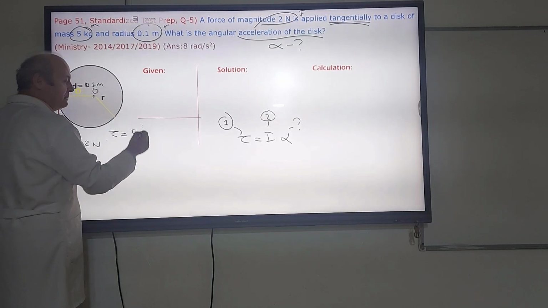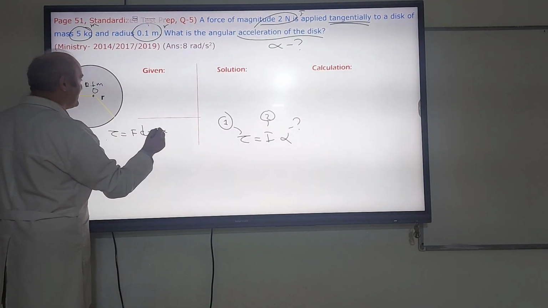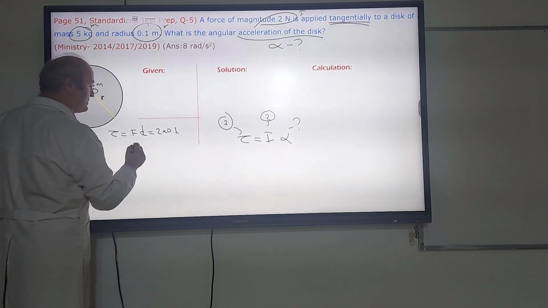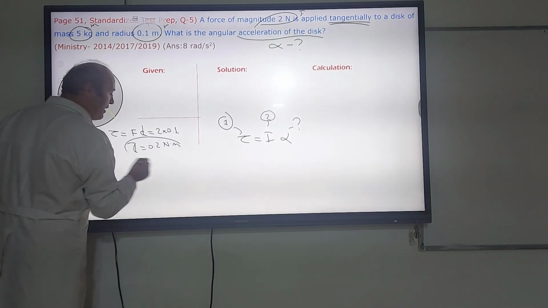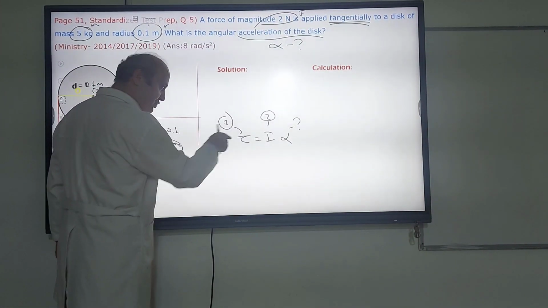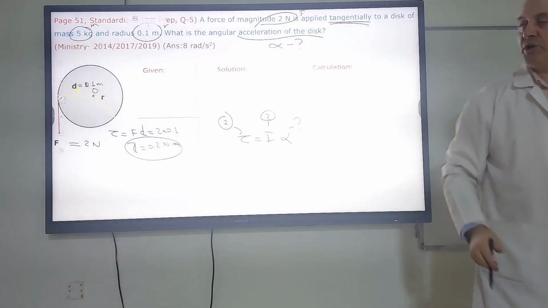F times d. F is 2. Distance is 0.1, so it becomes 0.2 newton meter, which is the torque. I found this and I will insert it here, but I also need to know the moment of inertia.